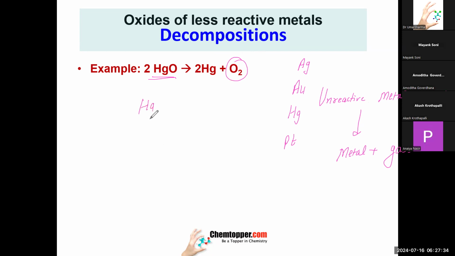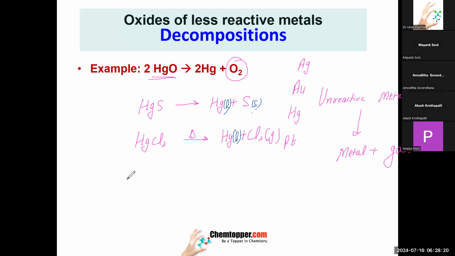If I give you HgS, then on decomposition, what am I getting? Yes, Hg and sulfur coming out easily. Even if I give you HgCl2, on decomposition, what am I getting? Hg and Cl2 gas. Cl2 is a gas, right? Mercury is solid, liquid, or gas? All metals are solid except mercury at room temperature. It's a liquid.